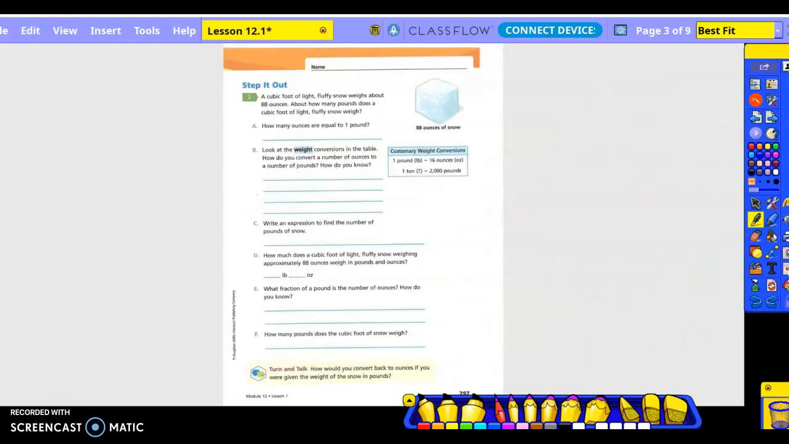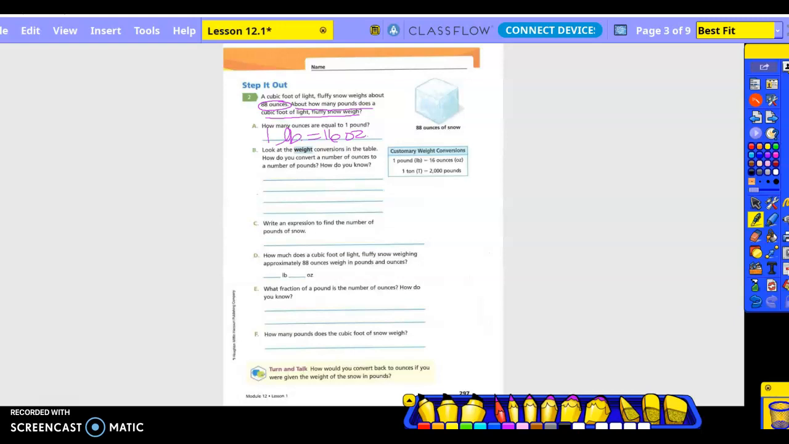A cubic foot of light fluffy snow weighs about 88 ounces. About how many pounds does a cubic foot of light fluffy snow weigh? So 88 ounces, and they want to know about how many pounds it weighs. How many ounces are equal to a pound? Look at your chart if you don't know. 16. So 1 pound equals 16 ounces.